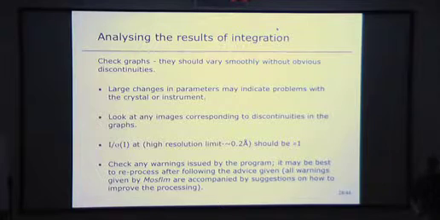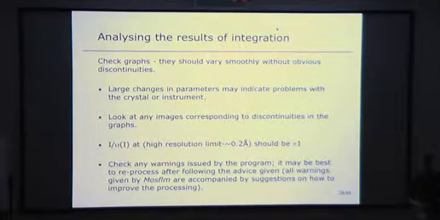So, when you're analysing the results of integration, in any of the programs these days you'll get a lot of graphs. Basically what you're looking for is graphs that vary smoothly, without obvious discontinuities, without plots that go up and down wildly. If you get large changes in parameters, they can indicate problems with the crystal. The crystal may be decaying, it may be moving in or out of the beam. There may be something wrong with the instrument that's being used to collect the data. And then when you find discontinuities in the graphs, have a look at the images that are associated with those discontinuities. It can be very revealing.